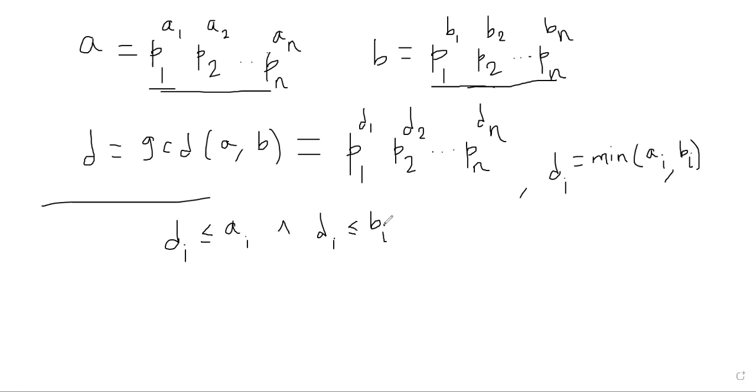Now, we can right away use the previous proposition that we proved in the previous segment, that any number that divides a must have the structure p1 power d1, p2 power d2, and so on. Do we have the same structure here?